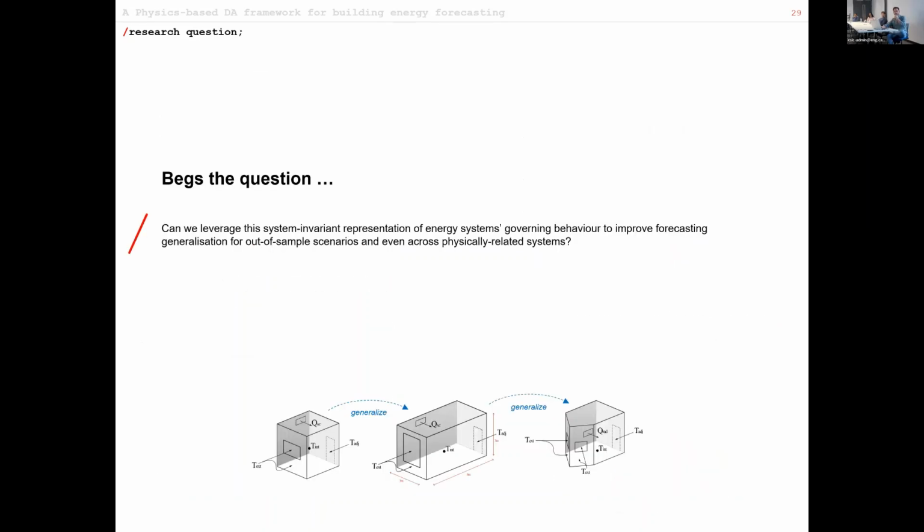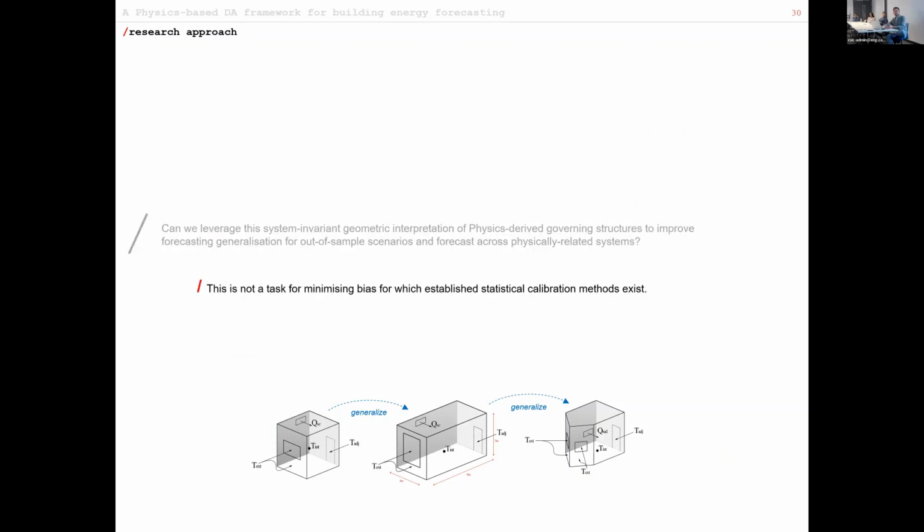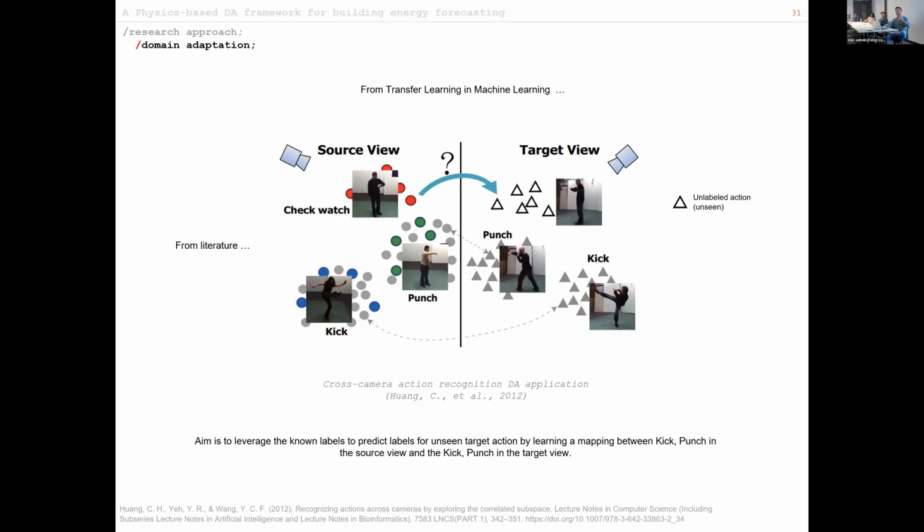And so, as I said, this begs the question: can we leverage these system-invariant representations of energy systems to improve forecasting generalization for out-of-sample scenarios, but also across related systems? Typically, in data-driven modeling, we would try to do this with calibration methods. But this is not a bias minimizing approach. There's no bias to minimize. Rather, this is a task for domain adaptation, also known under the umbrella of transfer learning. Domain adaptation is a growing field, but mostly in the visual and image-based areas.